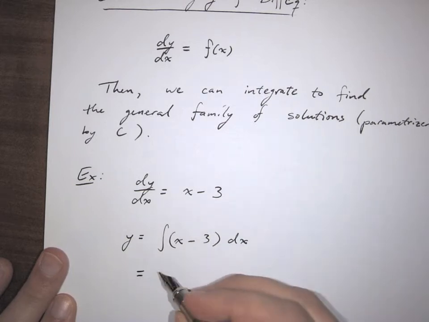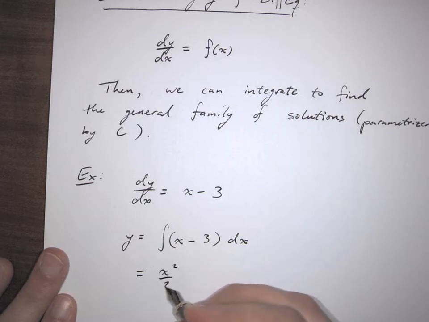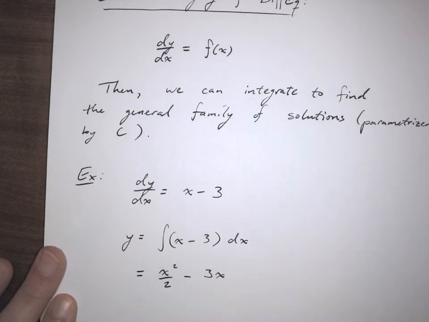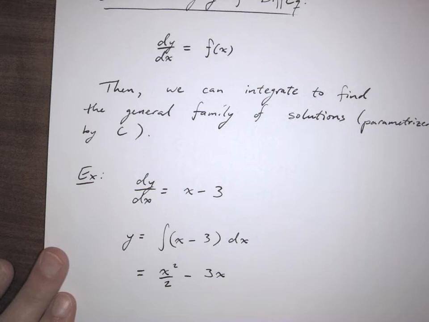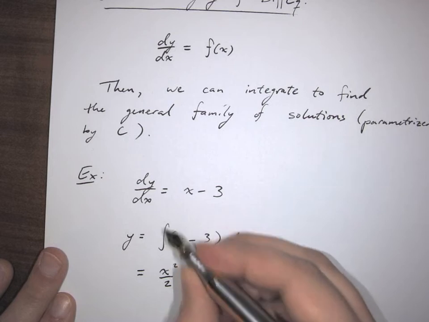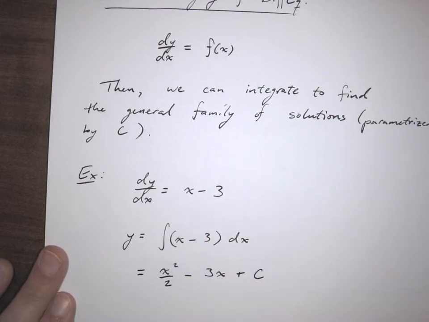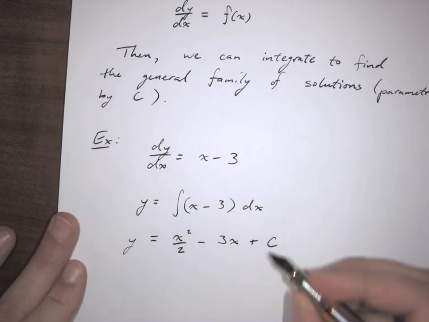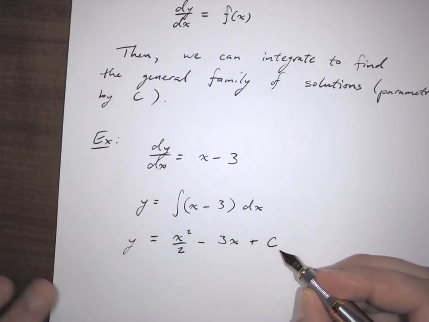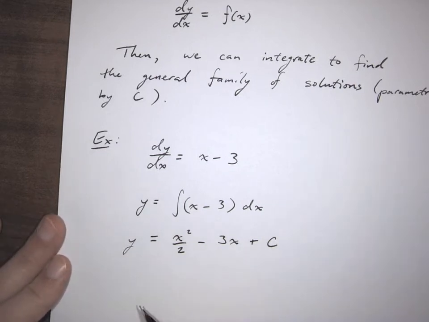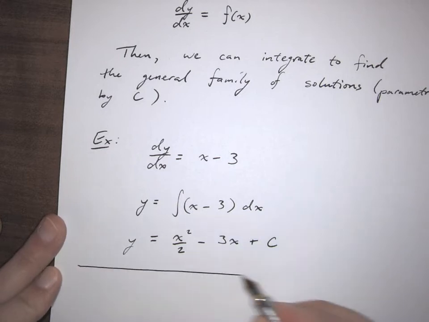And that is going to be x squared over 2, or 1/2 x squared, however you prefer, minus 3x. Remember, we're taking the antiderivative here, so the power rule works in reverse from the typical derivative version of it. But then, because this is an indefinite integral, we have a plus c. So this gives us the family of solutions to this particular differential equation, all parameterized by this constant of integration. Now, if we wanted to pin down that constant, we would need, as we did before, to have an initial condition. So, let's throw that on.